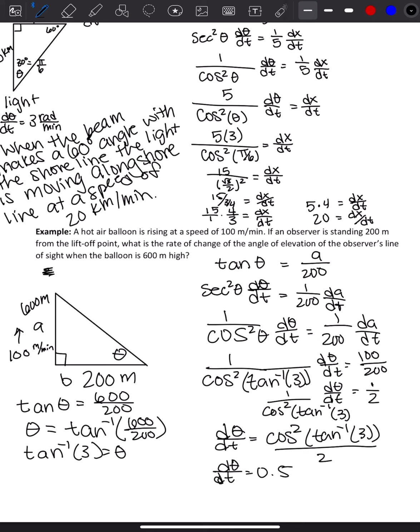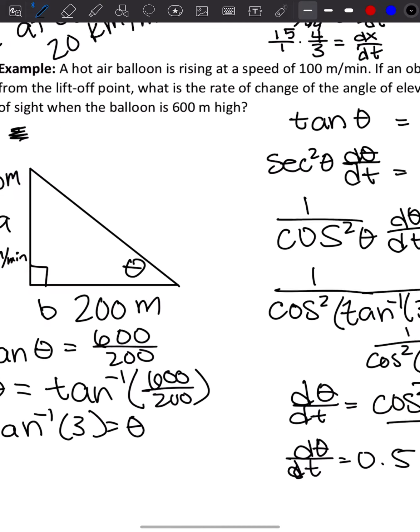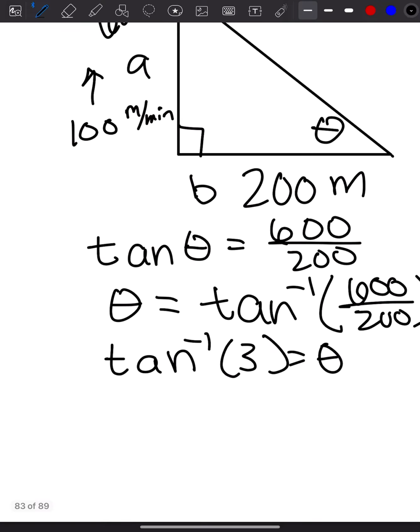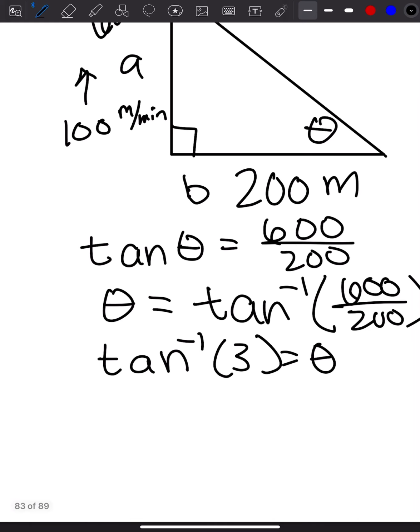When I did this problem in the calculator, I got the same answer for both radians and degrees, but generally speaking, we like to look at radians a little bit more. So for this answer, I'm going to say the rate of change of the angle of elevation of the observer's line of sight is increasing at a rate of 0.5 radians per minute when the balloon is 600 meters high. So it's a little bit of a mouthful, but it is specific.